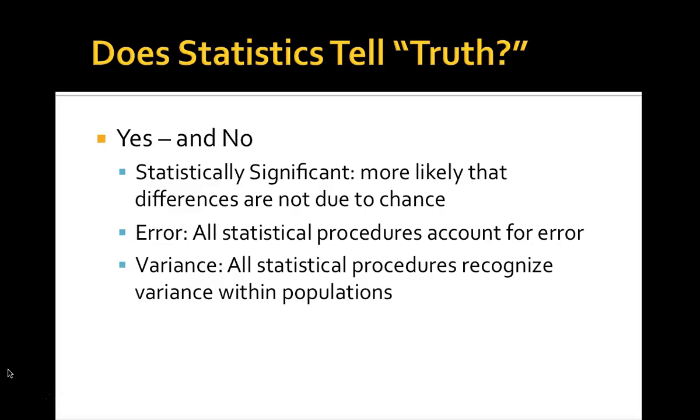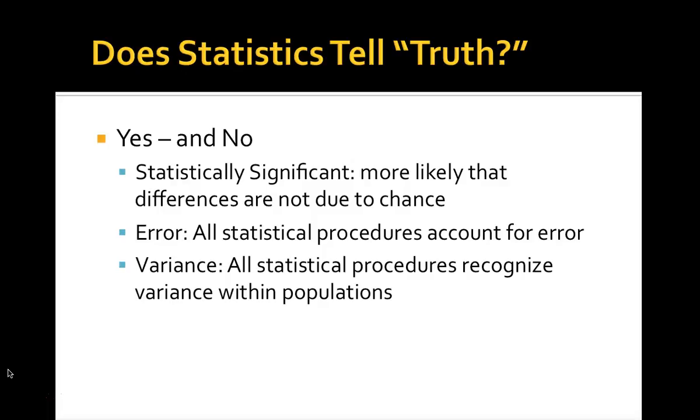So the question is, does statistics tell the truth? And the answer here is yes and no, okay? One of the things that you want to keep in mind when you're reading any quantitative research and they're reporting on statistics is whether the findings were statistically significant. Statistically significant means it's more likely than not that differences in populations are due not to chance, okay? So if something is statistically significant, it means that it's more likely that there was not a difference between different populations, for example, due purely to chance, okay?